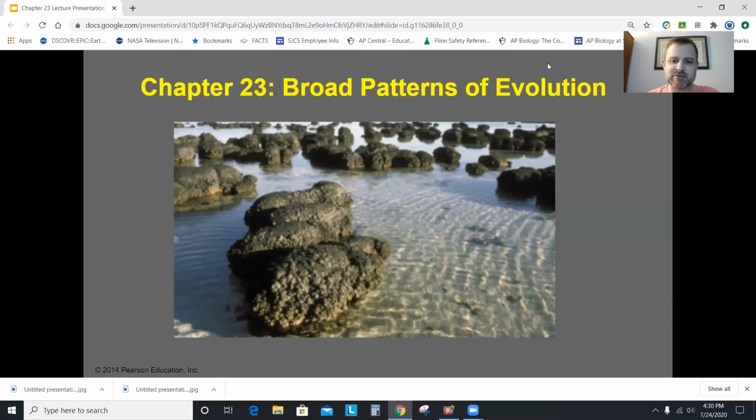So the picture I picked for this chapter might just look like a bunch of big rocks, but these are actually the oldest fossils on planet Earth. They're called stromatolites. They're fossilized mats of bacteria. We'll talk about them in just a little bit on a later slide.